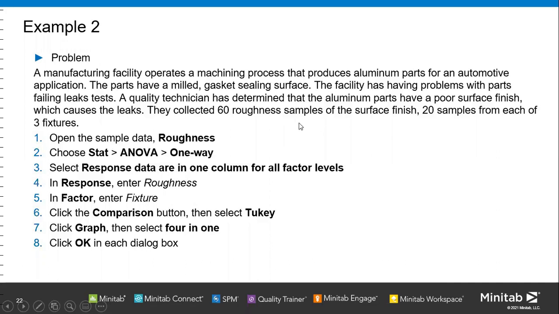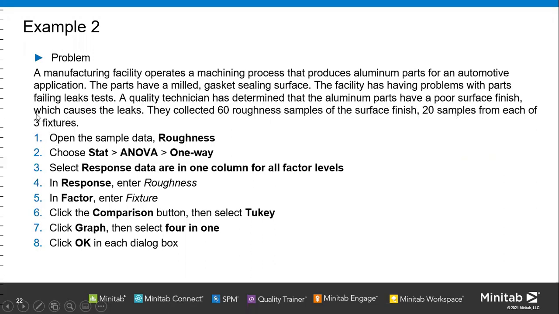Manufacturing facilities operate a machining process that provides aluminum parts for an automotive application. The parts have a male gasket sealing surface. The facility has a heavy problem with the parts failing leak tests. A quality engineer has determined the aluminum parts have a poor surface finish causing leaks. They collect 60 roundness samples, with 20 samples for each of 3 fixtures.